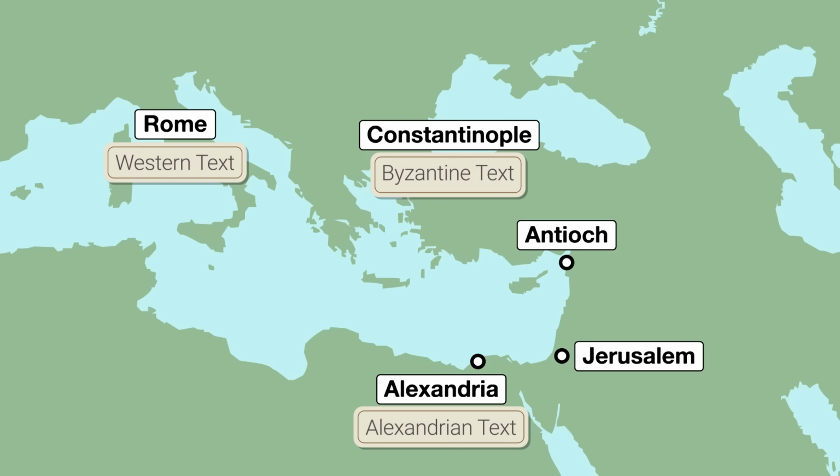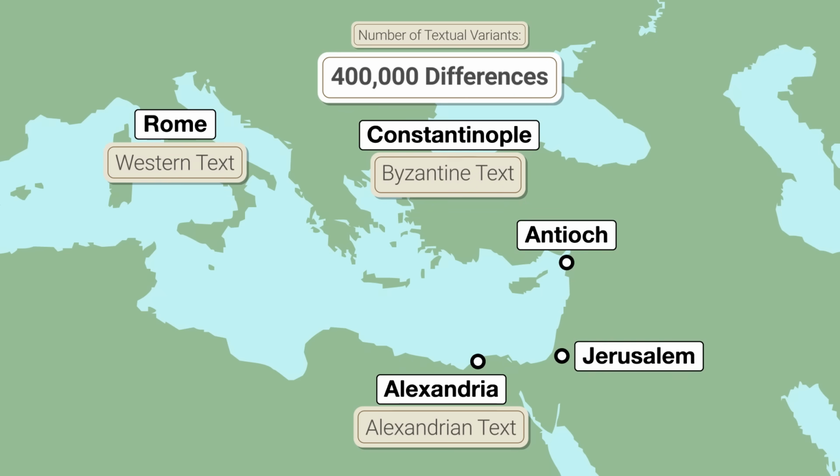Estimates put the approximate number of differences as high as 400,000. Sometimes these variations, called textual variants, were simply due to copying mistakes, whereas other times they were deliberate choices made for a number of different reasons, including stylistic considerations. Now, I should make it clear, though, that when it comes to these differences, most of them are relatively minor, and none of them impact the basics of Christian theology. But still, for Christians, the Bible is considered the Word of God, and therefore accuracy is very important.